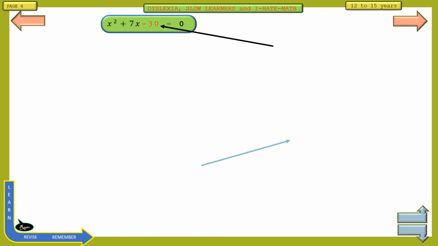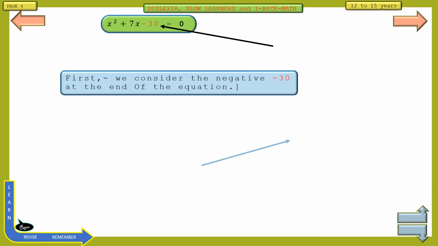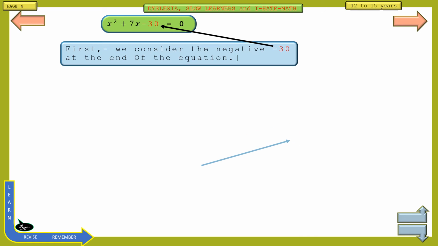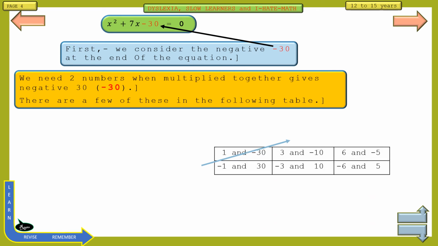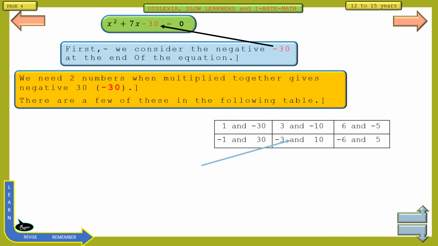Here is the equation again. You must be fed up with seeing that. First, we will consider the negative 30 at the end of the equation. We need two numbers that, when multiplied together, give negative 30. There are a few of these in the following table. Here is the table with 6 possibilities.